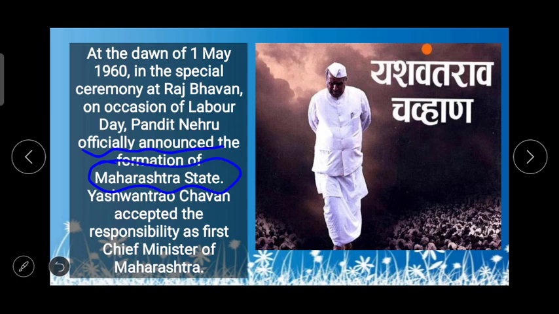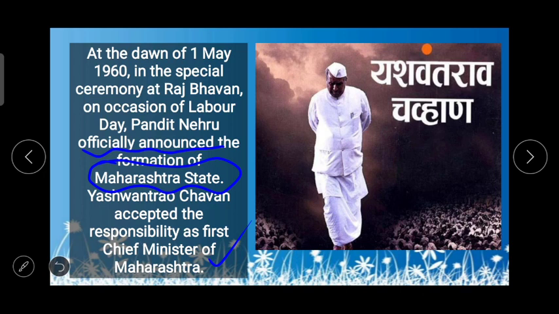Yashwantrao Chauhan accepted the responsibility as first Chief Minister of Maharashtra. Now, today we are living in Maharashtra and enjoying the comfort and the development of Maharashtra, or development in each and every field. So all these things we are enjoying so easily, but there is a background of struggle like the freedom struggle, though not exactly a freedom struggle, but many movements were there for the formation of Maharashtra, and due to these movements we have Mumbai in Maharashtra or many other parts of the country like Marathwada, the different areas where people used to speak Marathi, and today also Marathi people are living together in Maharashtra.